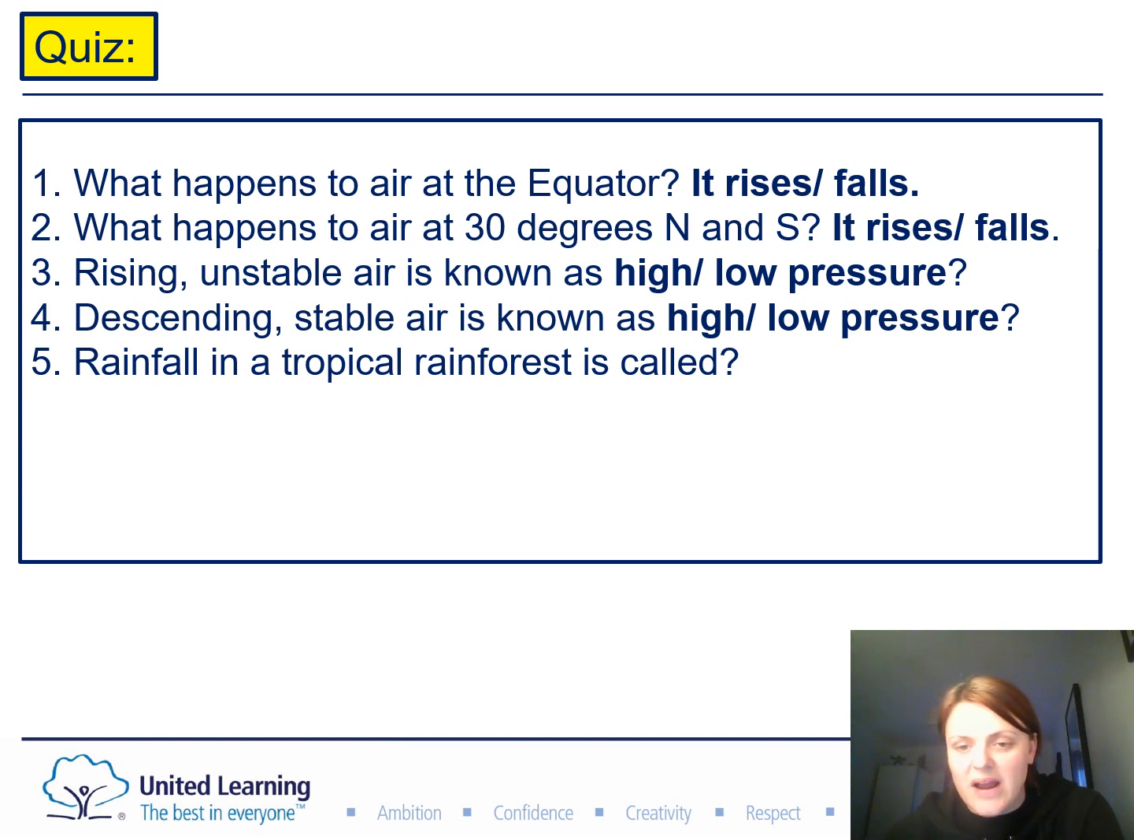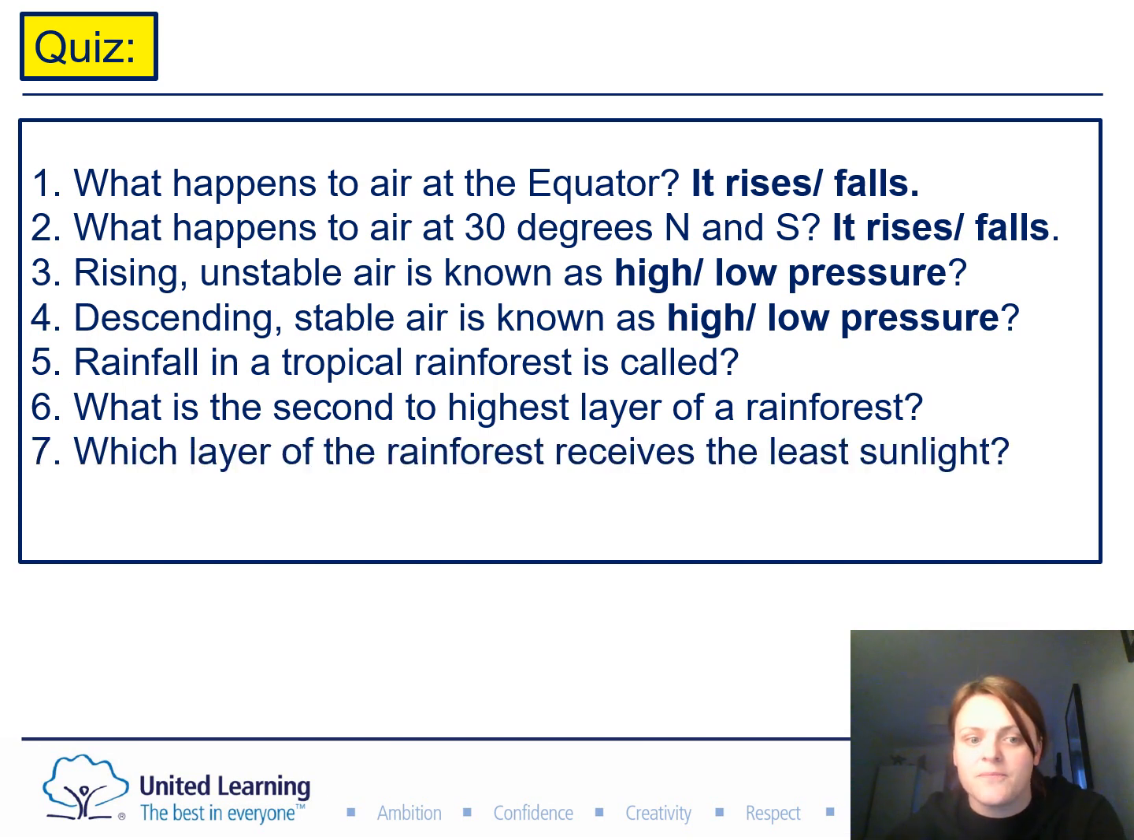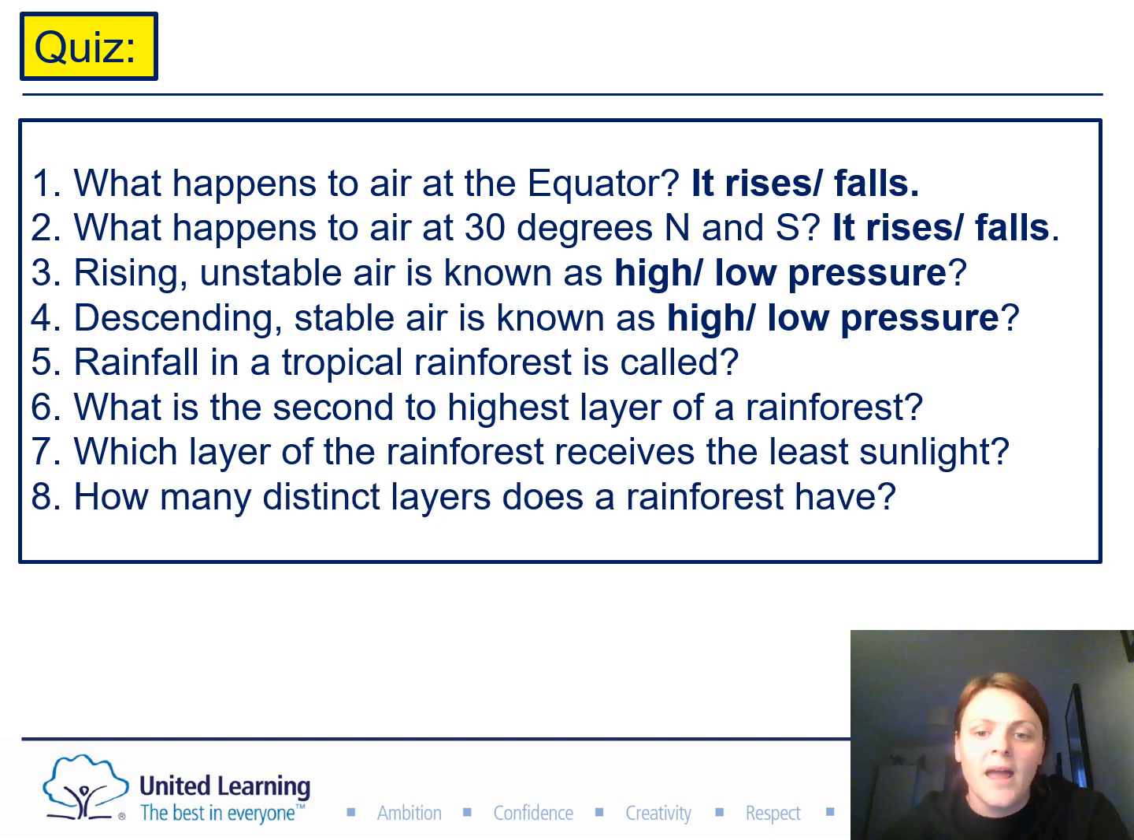Rainfall in a tropical rainforest is called what? What is the second to highest layer in the rainforest? So not the top layer, the one just below it. What's that called? Which layer of the rainforest receives the least sunlight? The darkest layer. And then how many distinct layers does a rainforest have?